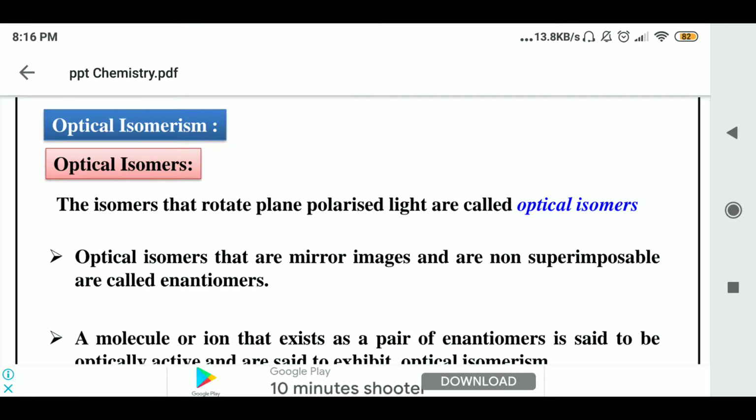So today I have come up with this video of organic chemistry in which I have started with optical isomerism, a very important topic for organic chemistry.